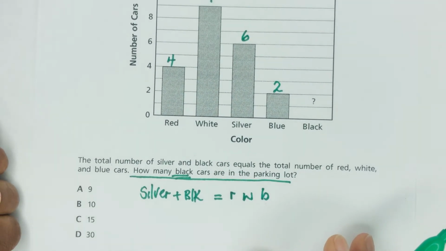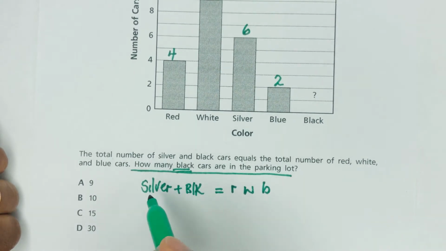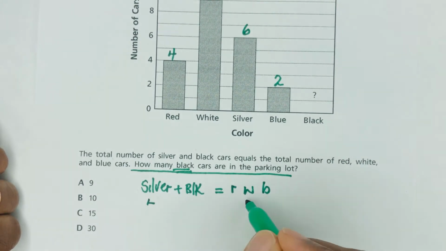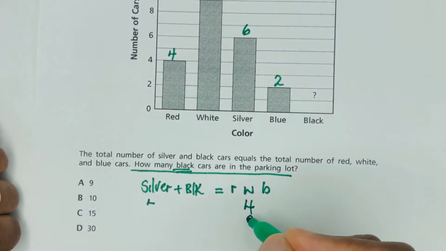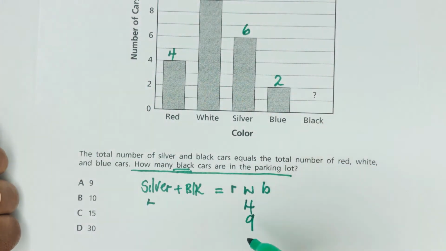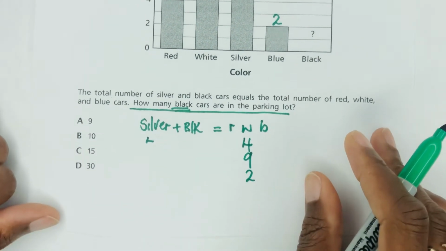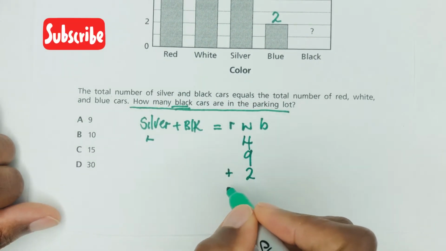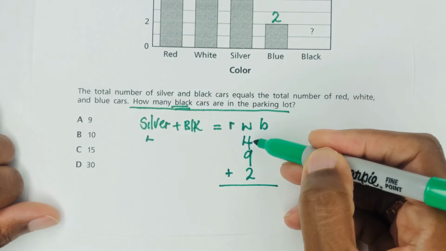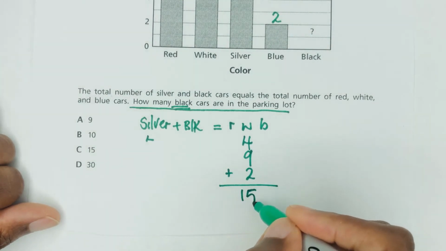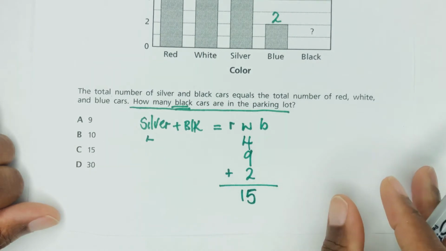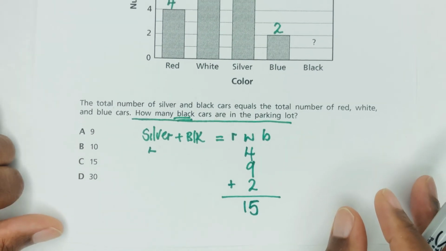So let's look. So red is 4. Oh, let's do it on this side, sorry. Red is 4, white is 9, and blue is 2. Okay, so let's add that up. 9 plus 4 is 13, and 2 is 15. So red, white, and blue, there's 15 of those in the parking lot.